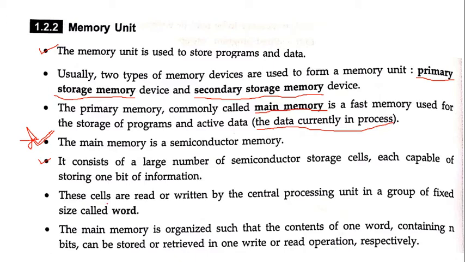These cells are read or written by the central processing unit, that is CPU, in a group of fixed size called a word. We can also write or read on this memory. The main memory is organized such that the contents of one word containing n bits can be stored or retrieved in one write or read operation respectively.